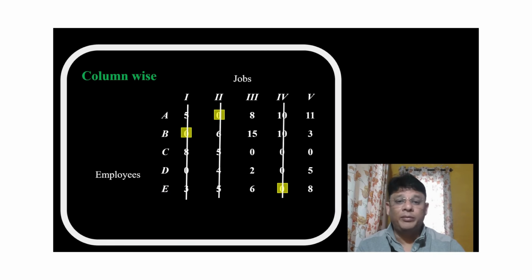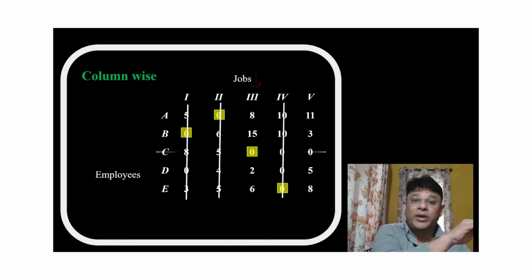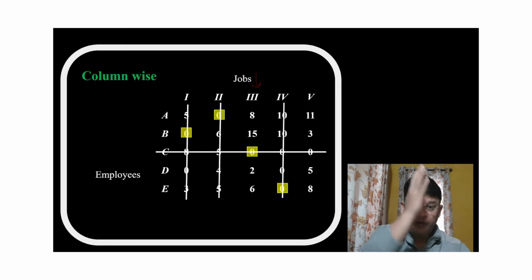Now let's go for column reduction. In case of column reduction, we have only 2 columns, this column and this one, right? So column 3, how many zeros do we have? 1 zero is there, so I can assign, right? And when I'm assigning this, what I'll do, I will cut the row wise. Clear? So when I'm assigning column wise, I'll cut the row wise. When I'm assigning row wise, I will cut the column wise. Clear?